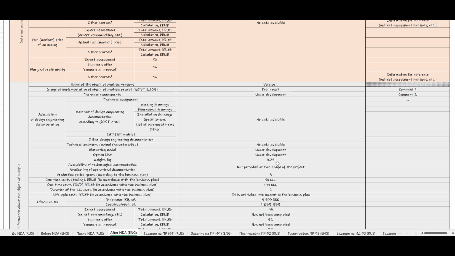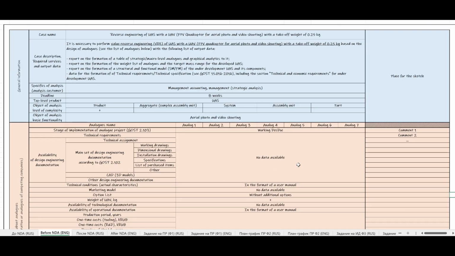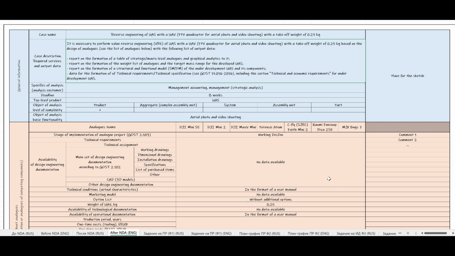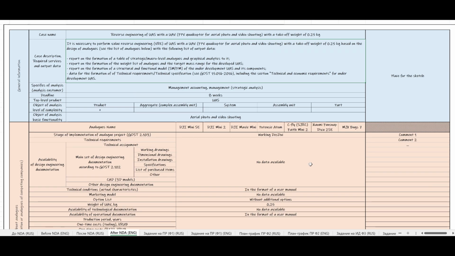In terms of the potential effect of the analysis, in fact the purpose of creating this variant of the form is to save resources for performing analysis. Accordingly, the columns of the after NDA form variant determine the names of the analysis, in our case, basic products for reverse engineering, and also contain numerical data in the columns that can be used in the analysis process. Otherwise, the options for filling in the common initial data table before and after the NDA are identical.